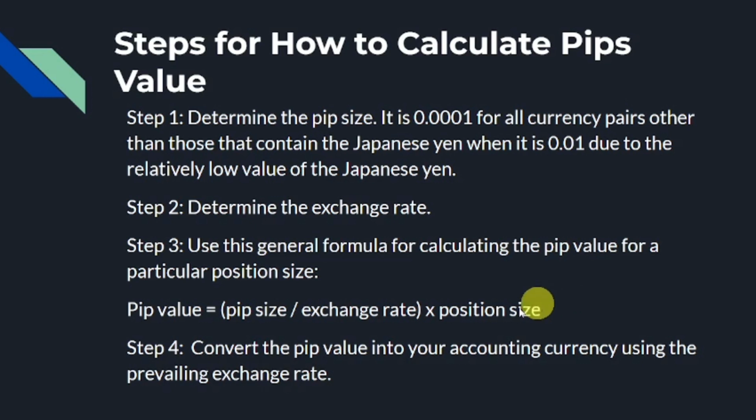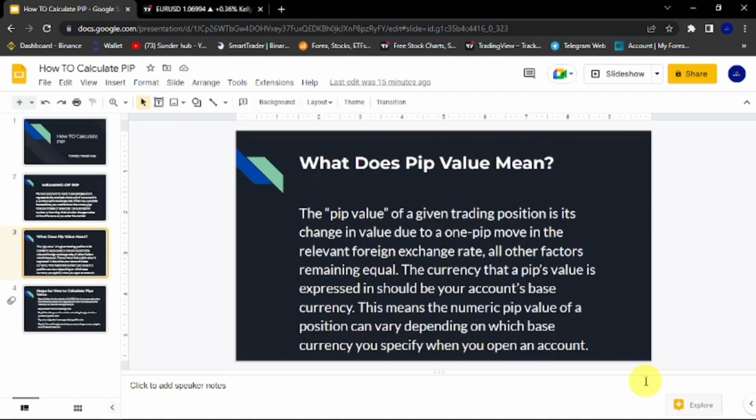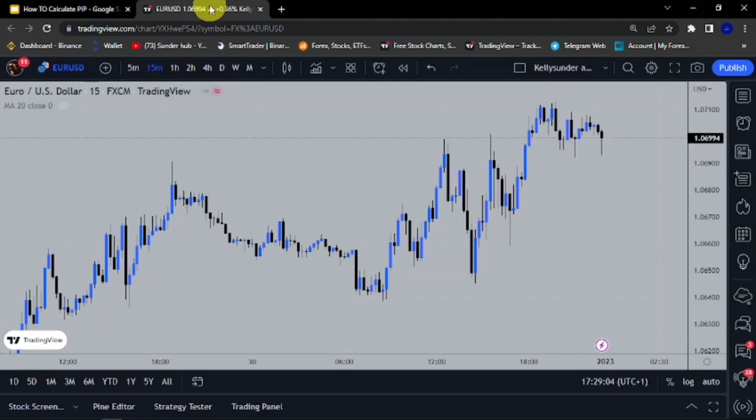Then number 4, convert the pip value into your account currency using the prevailing exchange rate. So I believe this is very, very simple, but I'll still go to TradingView right now to show you guys the practical side in the chart, so that you know what we are talking about. This is just the theoretical aspect, but you should understand this clearly, because if you don't understand this, once I go there, it will be more confusing, you understand? So let's move to TradingView real quick.